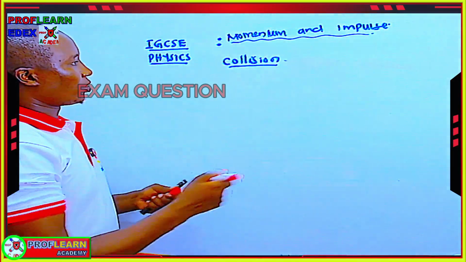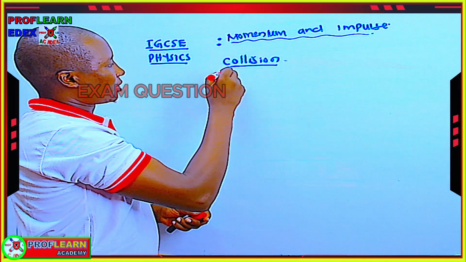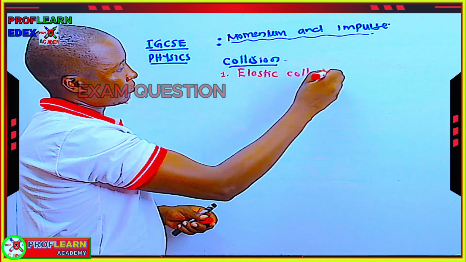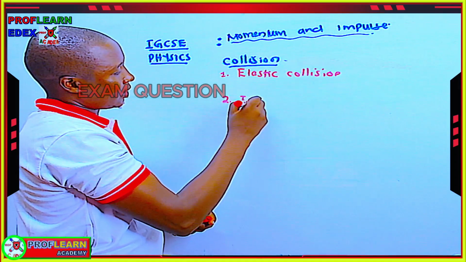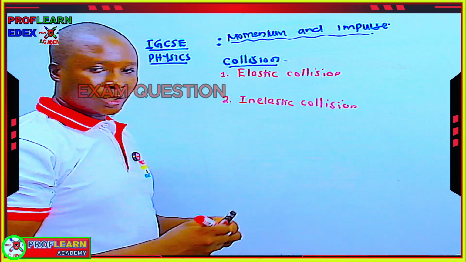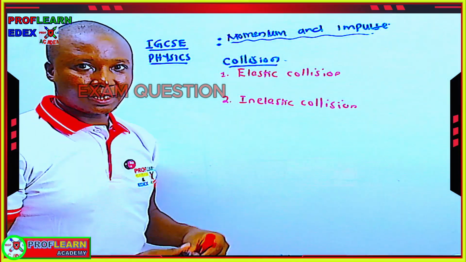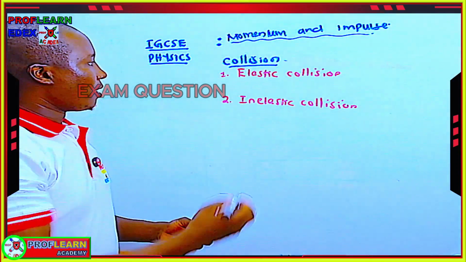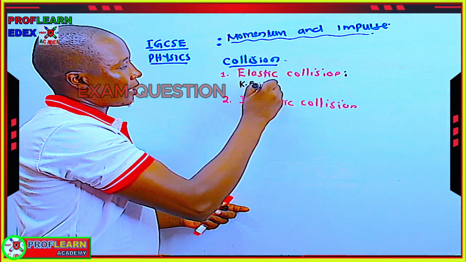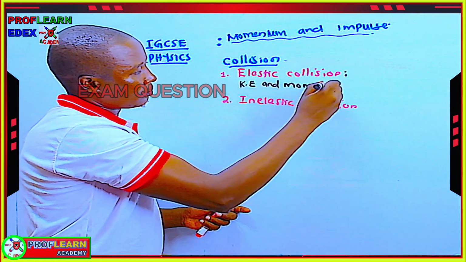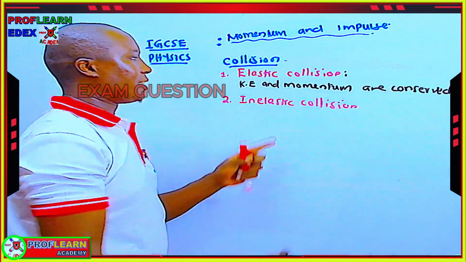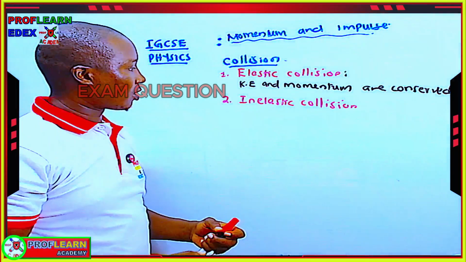As far as this topic is concerned, it is about collision. The first type of collision is called elastic collision, and number 2 is inelastic collision. When two objects collide, or hit each other, we have two types of collision. If the two objects hit each other and both kinetic energy and momentum are conserved, then this is a type of collision which we call elastic collision.